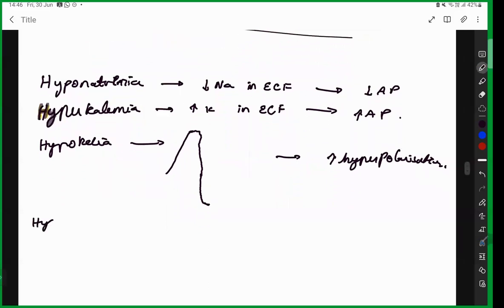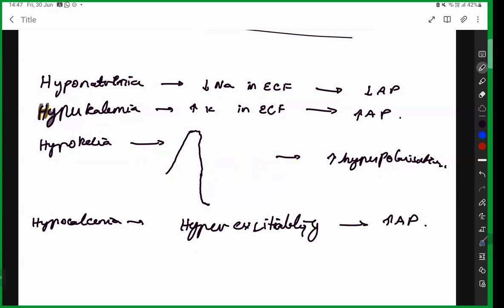Next, you are going to have hypocalcemia. What happens in hypocalcemia? Calcium ions are membrane stabilizers. A decrease in the extracellular calcium concentration increases the excitability of nerves by decreasing the amount of depolarization needed. Therefore, what will happen in hypocalcemia? There will be hyperexcitability. That means there will be more action potential.